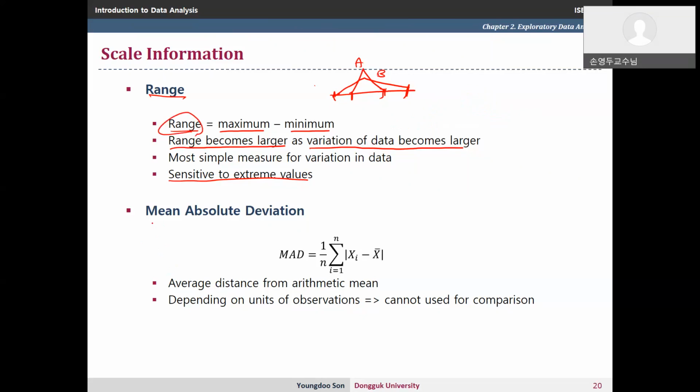And then the next one is mean absolute deviation. This is the average distance from the arithmetic mean. So we have the sum of the absolute differences from the mean, over n. We know that without the absolute value, this sum is 0. However, we take the absolute value here, so this value is not 0 and is always greater than or equal to 0. So the A and B again, this example.